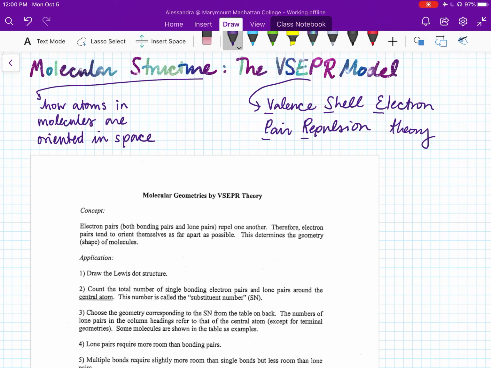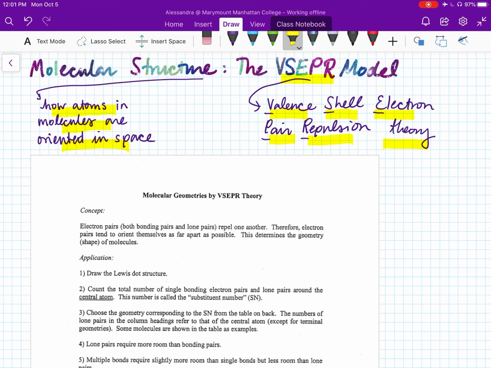Let's talk about how we figure out what molecular structure looks like in 3 dimensions. In order to tell how simple molecules look in 3 dimensional space, we can use a simple theory called the VSEPR model or VSEPR theory. The point of this is to tell molecular structure, which is just how atoms in molecules are arranged in 3 dimensional space. The VSEPR acronym stands for valence shell electron pair repulsion theory.